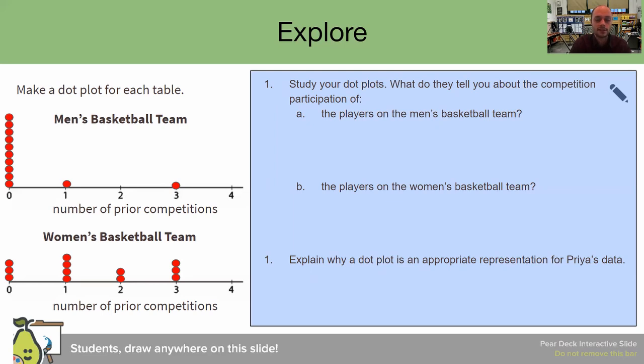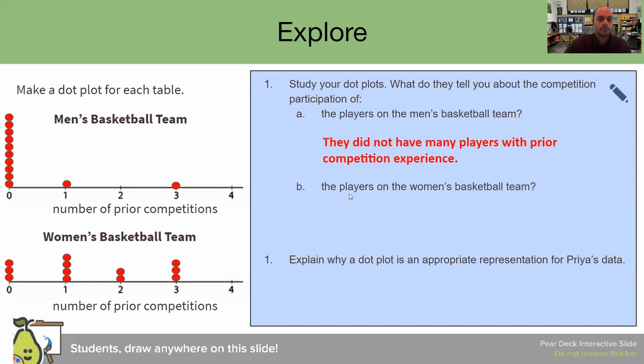study your dot plots. What do they tell you about the competition participation of the players on the men's basketball team? All right, please pause the video and let me know. What do you think the answer is here? All right, welcome back. If you said they did not have many players with prior competition experience, you are correct. We could see that on the men's basketball team, the majority of the players told us that they had zero prior competitions. Okay, so let's move ahead.